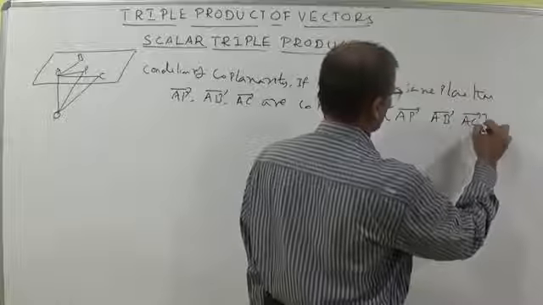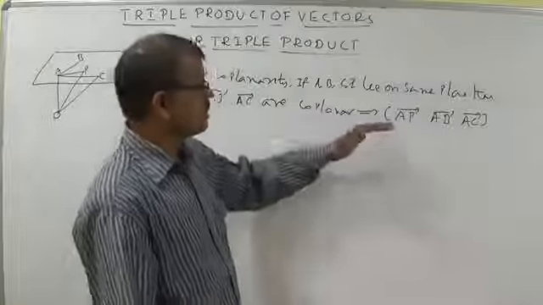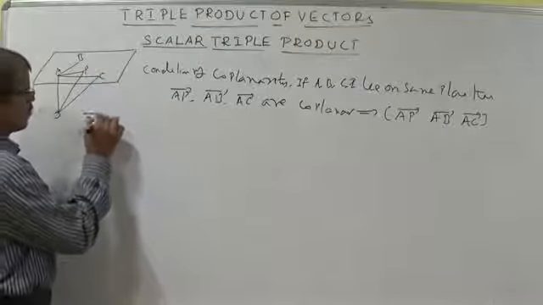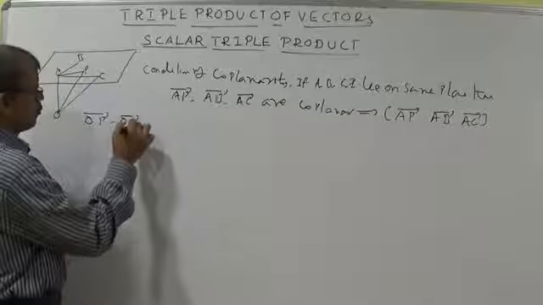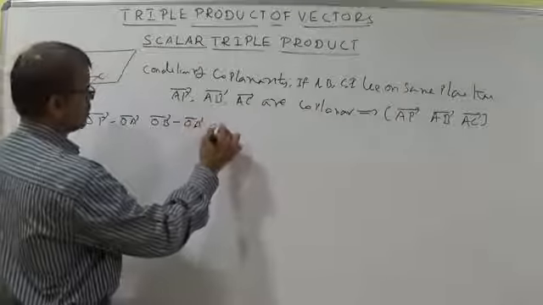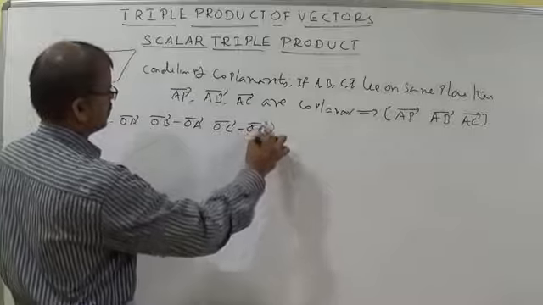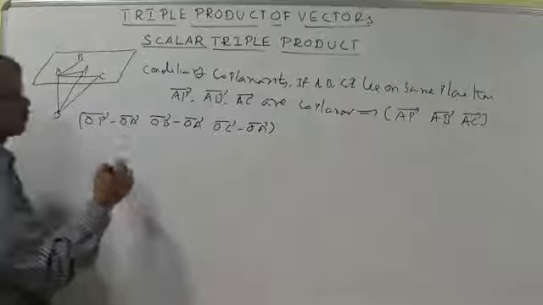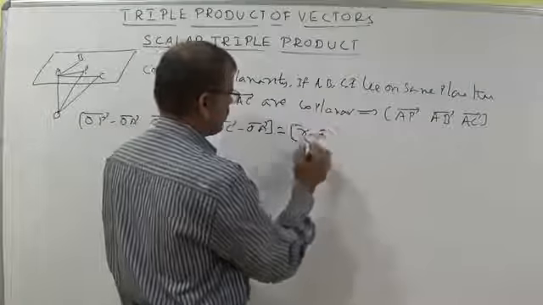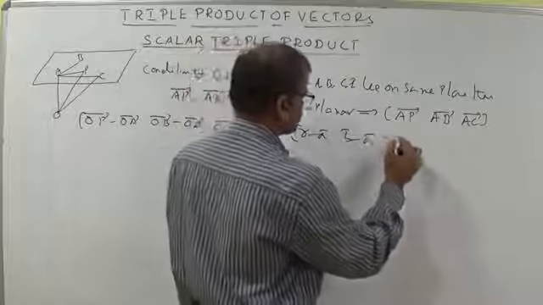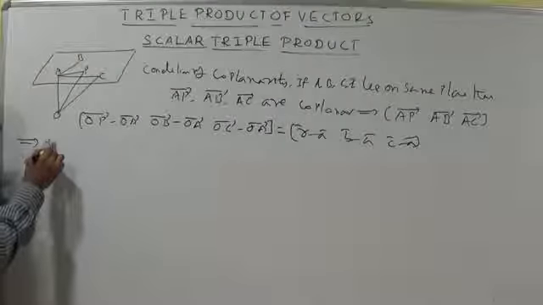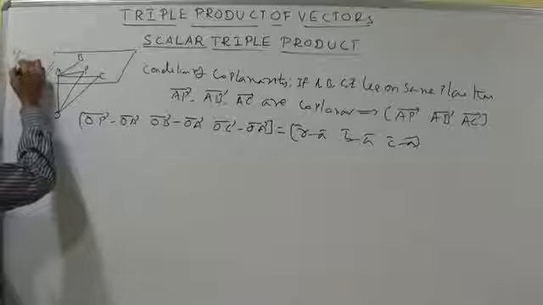Condition of coplanarity of the vectors: box AP, AB, AC is equal to 0. So we can write here OP bar minus OA bar, OB bar minus OA bar, and OC bar minus OA bar. Let us denote the vector as R bar minus A bar, B bar minus A bar, C bar minus A bar in the box determinant form. A condition of coplanarity I am discussing with you. This is the 6th property, 6th formula.